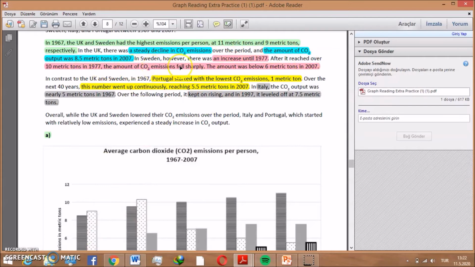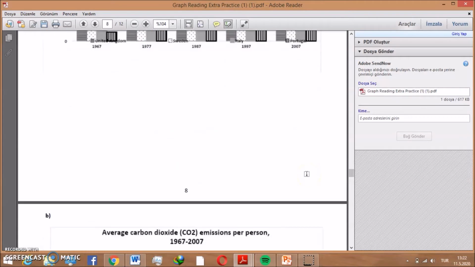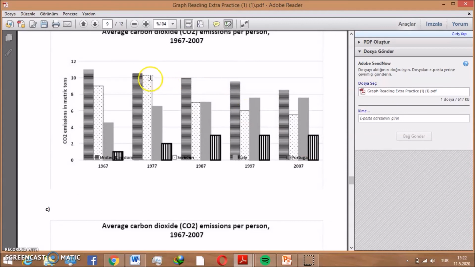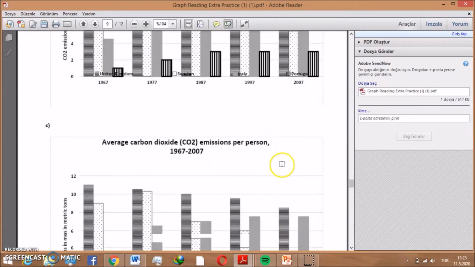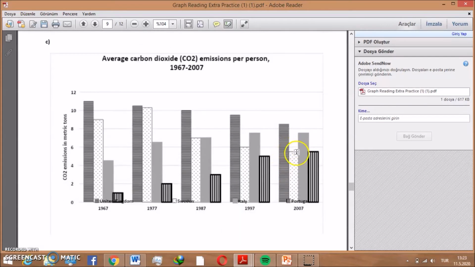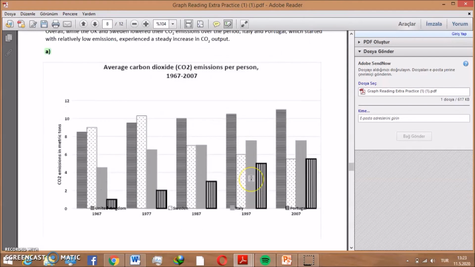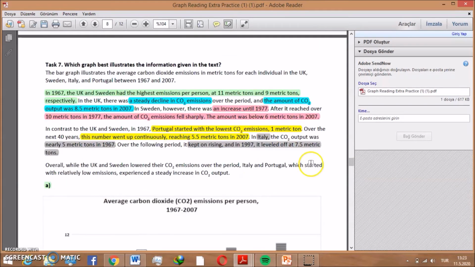Over 10, the amount fell sharply. The amount was below 6 in 2007. So let's check. It needs to be below 6. Yes, C fell sharply. It is not steady. It just falls here. Okay, below 6. Yes, it is below 6. And it is below 6. It fell sharply and then it falls under 6. Okay, so B and C are still our options.